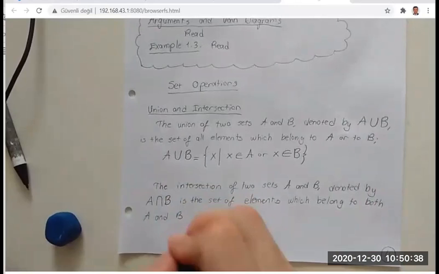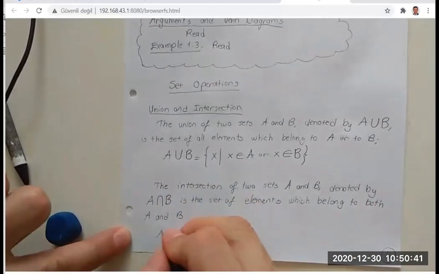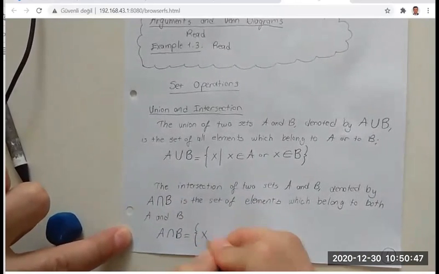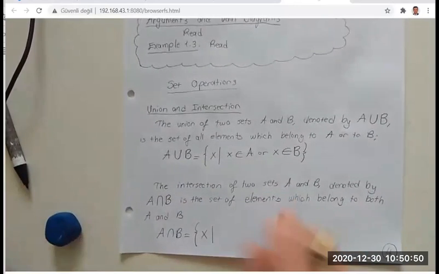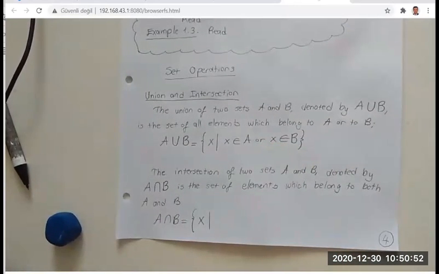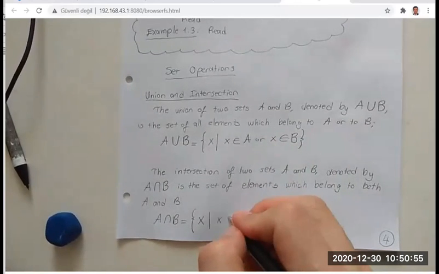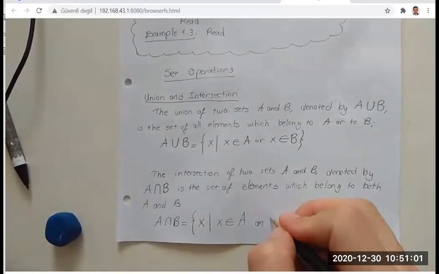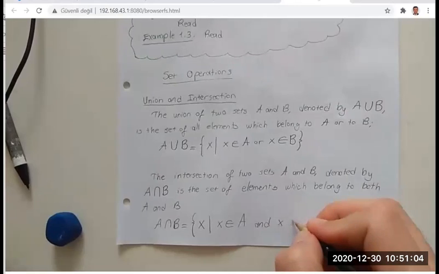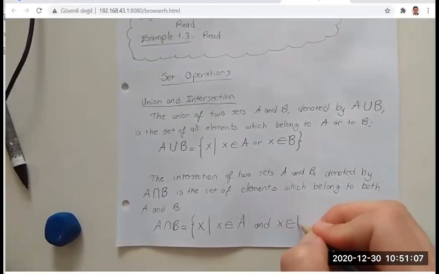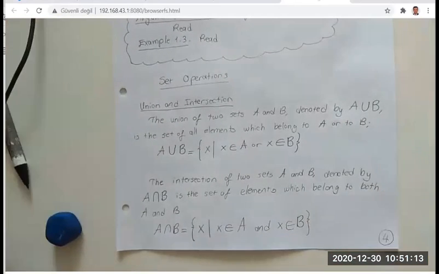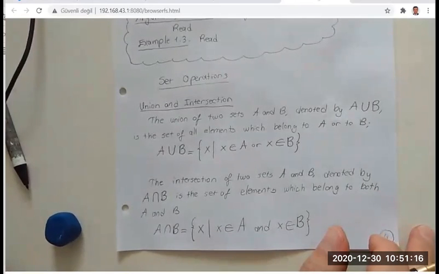So this is A intersect B. There is the X as an element. X is an element of A, and now the and operator, X is an element of B. This is the intersect explanation. Okay, we saw union and intersection.